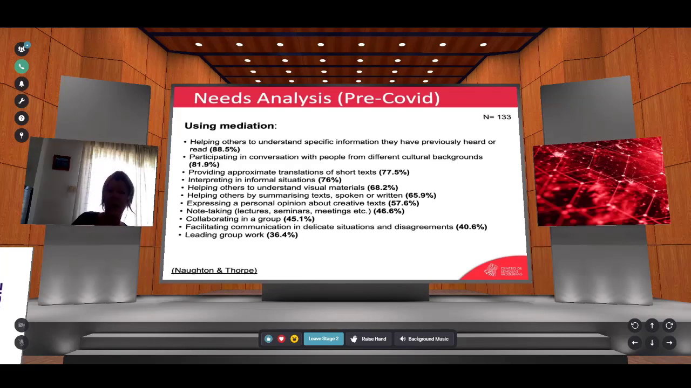And a needs analysis was carried out because we were interested to know what our students thought. Did they think they were using mediation in their daily lives? And these were the results for each of the descriptors for using these descriptors either often or sometimes. And so it can be seen that for our students, mediation is relevant. They do use mediation in their daily lives.